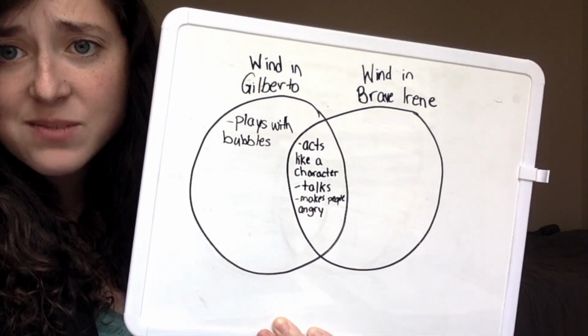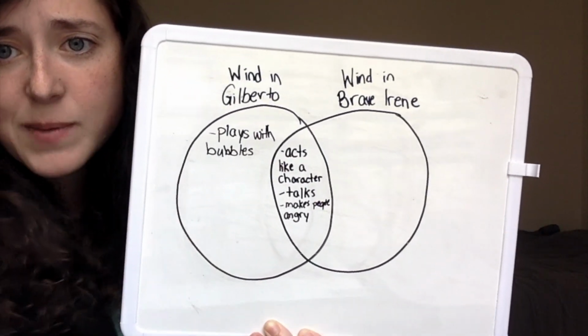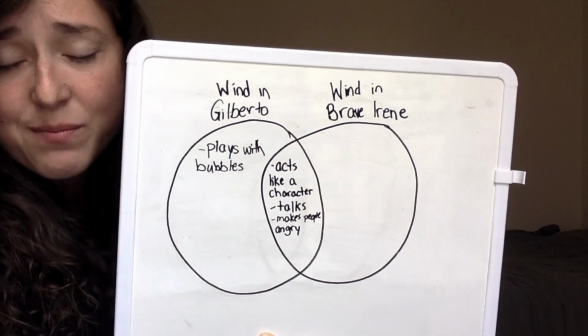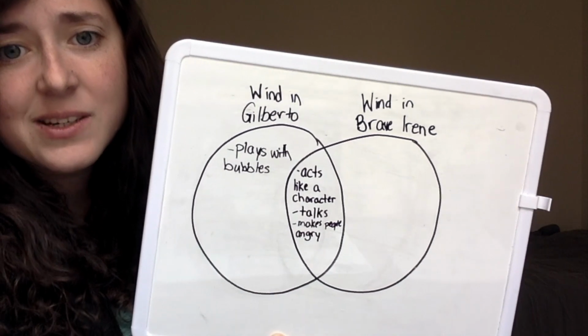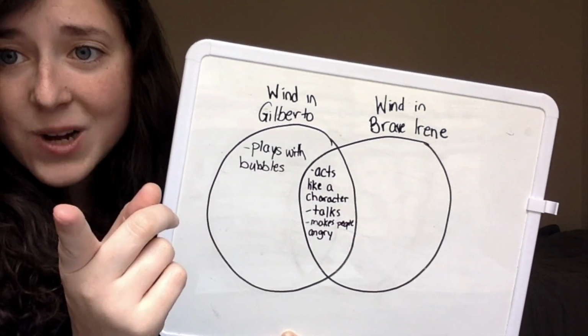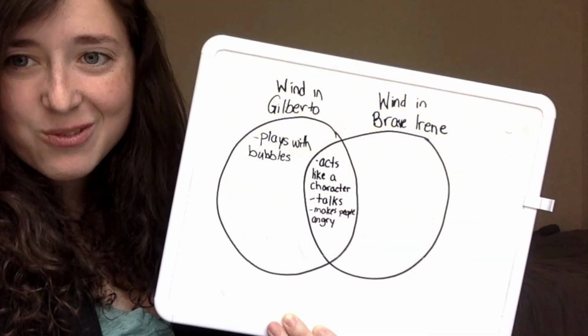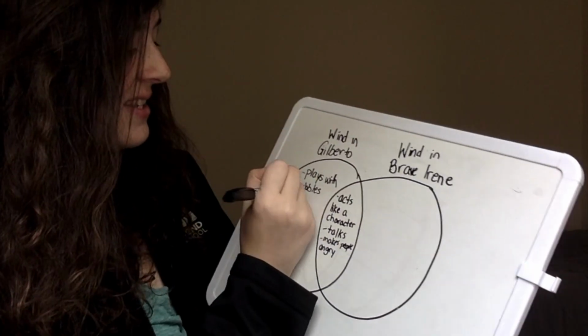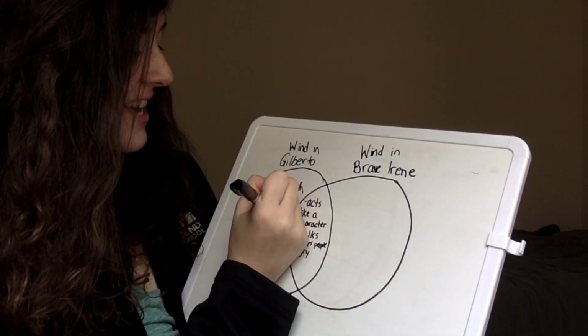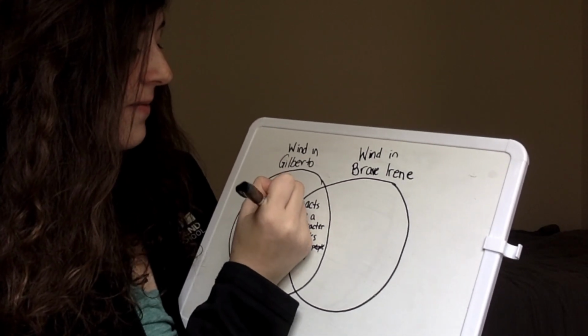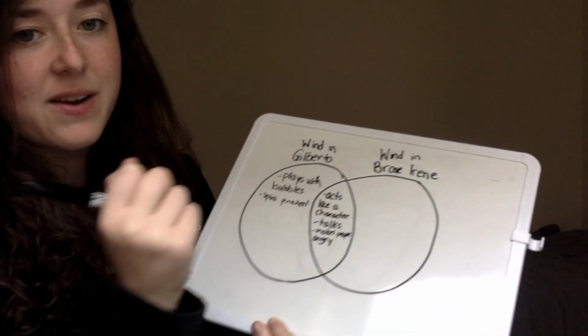And now I'm going to go to you guys. What was another thing that the wind did in Gilberto and the Wind that it did not do in Brave Irene? I said plays with bubbles. What's something else it did? Ooh, I heard someone say it spins the pinwheel. Remember that? It spins pinwheel. That didn't happen in Brave Irene.